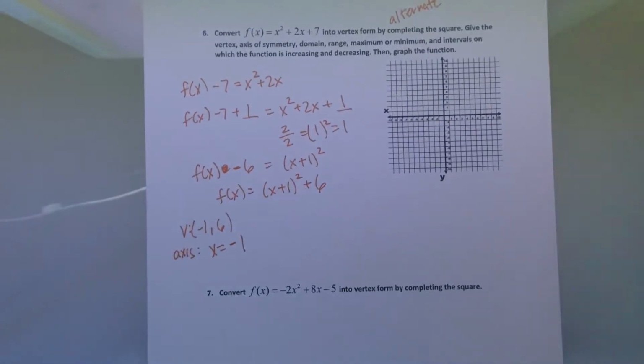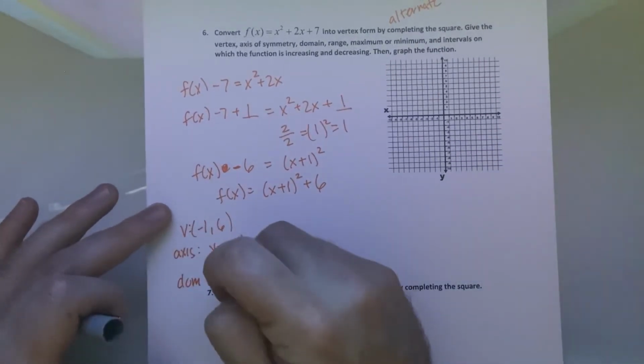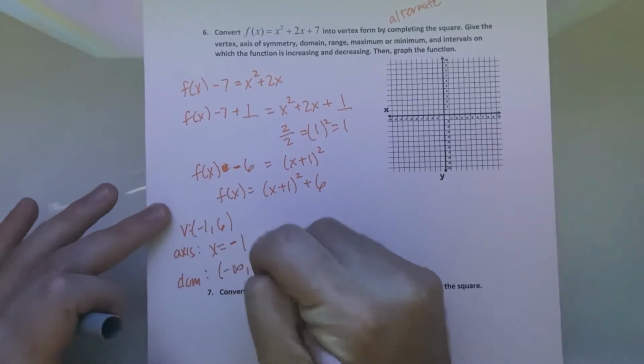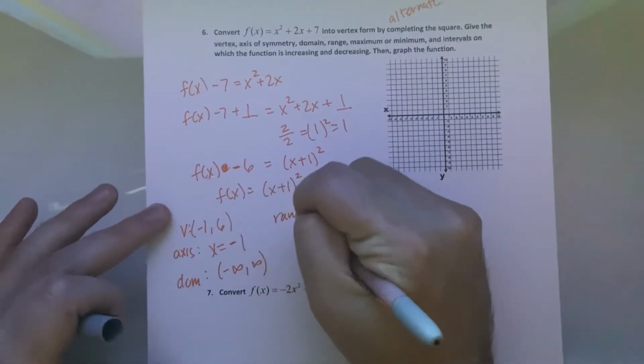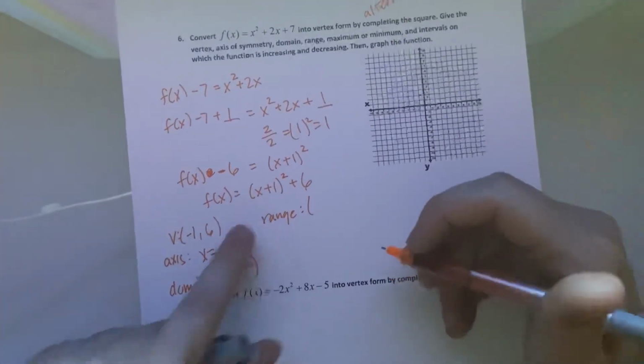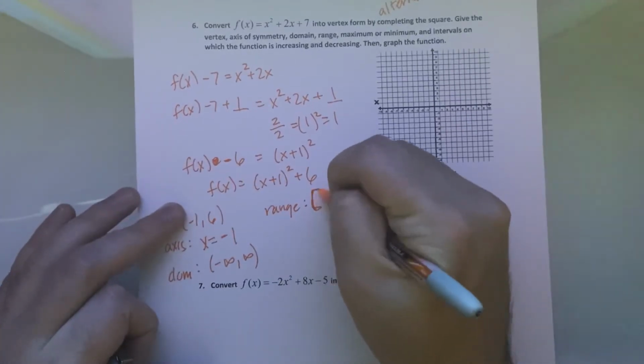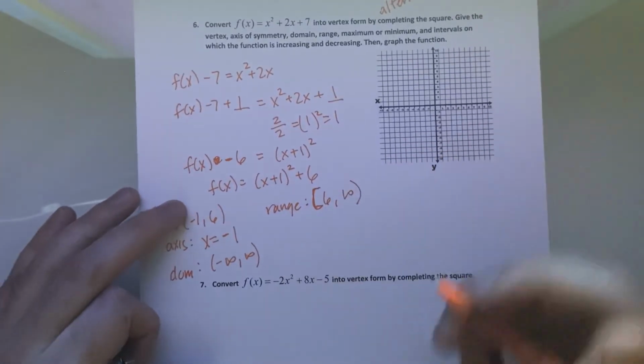The domain, you should never miss this. The domain of every quadratic is negative infinity to infinity. The range is, this opens upward because it's positive. So it starts at 6 and goes upward. So our minimum value is 6, and it goes to infinity.